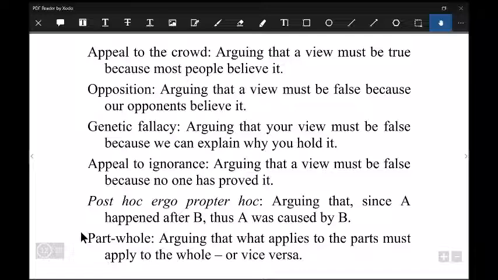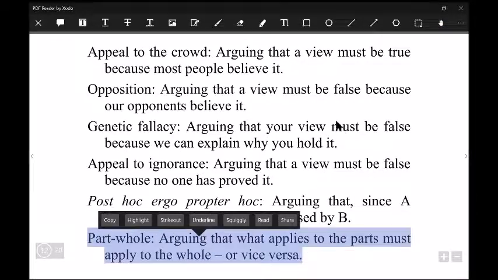The part-whole fallacy is where you argue that what applies to the parts must apply to the whole, or vice versa. So you say, I made cookies. Suppose I made cookies. I never made cookies in my entire life, I'm embarrassed to say, but suppose I use excellent ingredients. Therefore, my cookies are going to be excellent? Not necessarily. Maybe I don't know how to put them together.